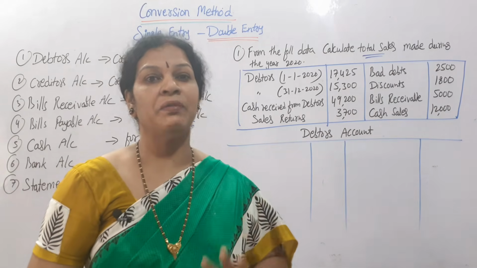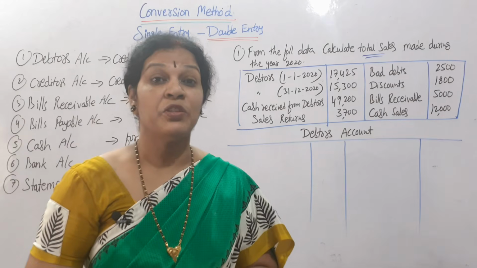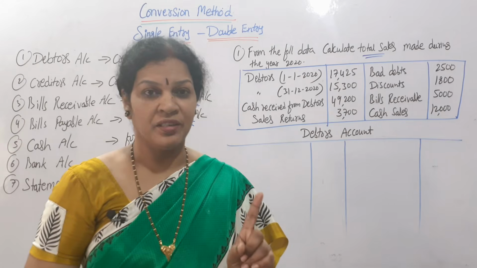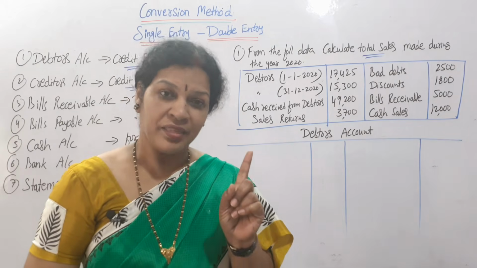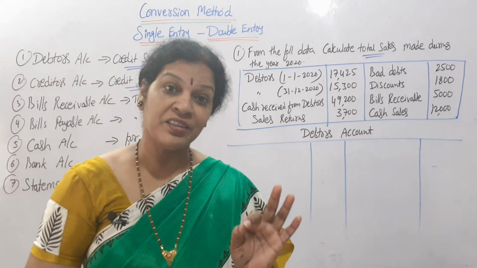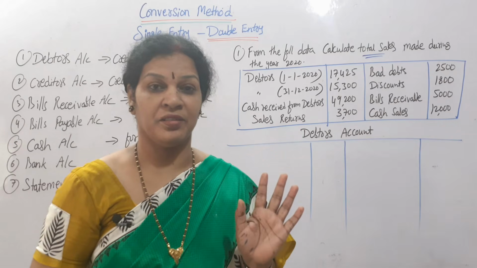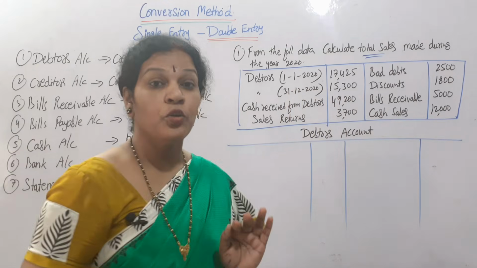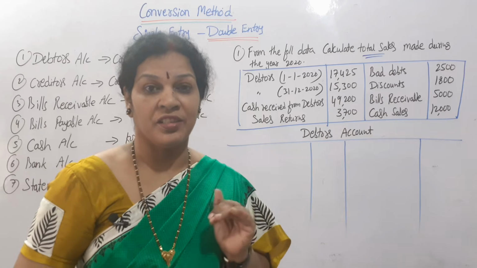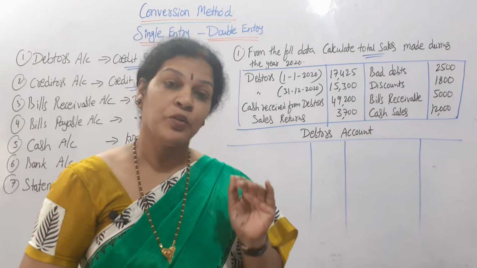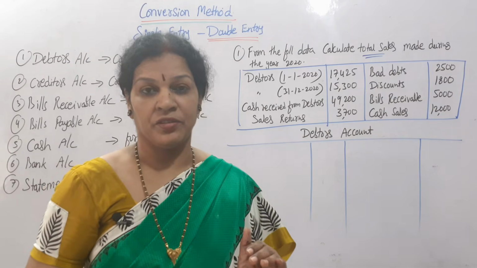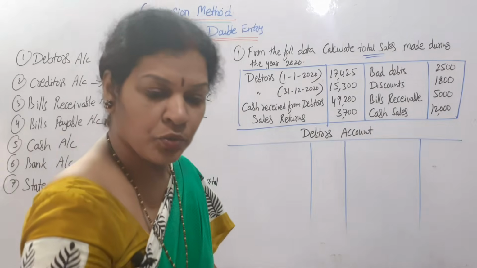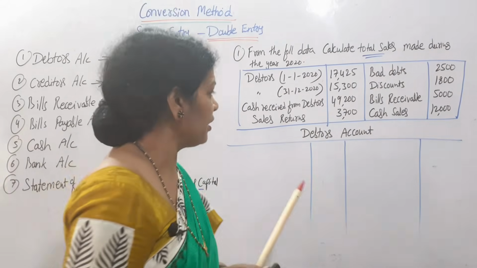Both together we will call sales, which will appear on the trading account credit side. On the trading account credit side we write the sales. That sales always includes cash sales and credit sales. Now we are opening this debtors account to find out the credit sales. How do we open? To open any asset account, the opening balance will be on the debit side. So while working out the problem I will explain.